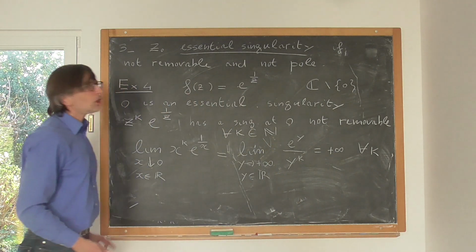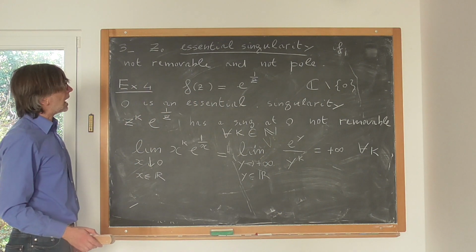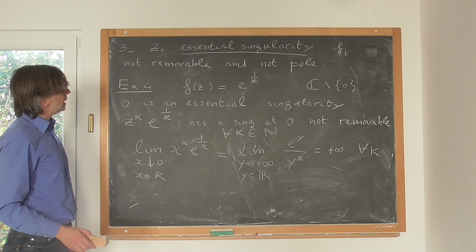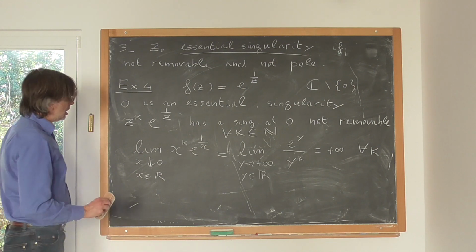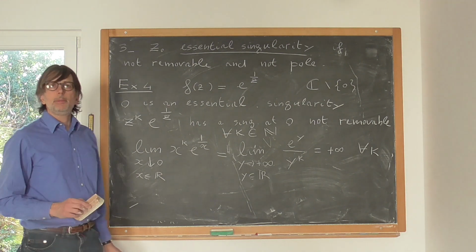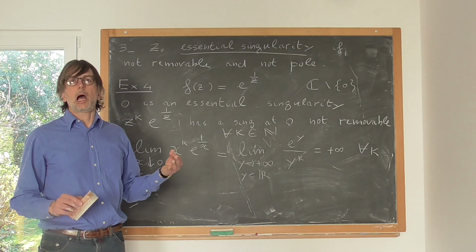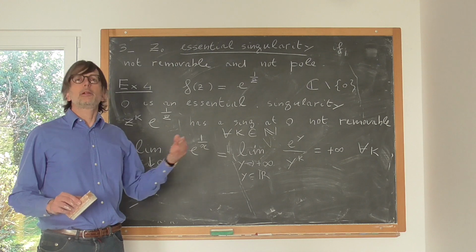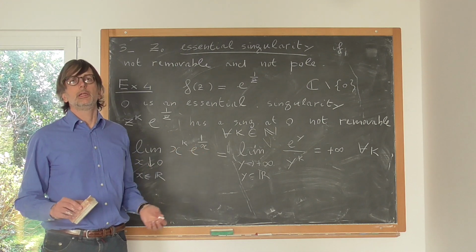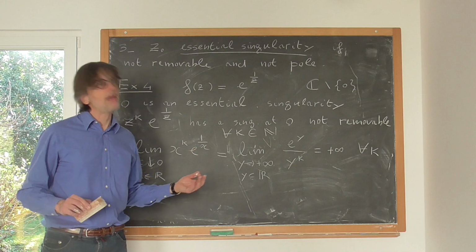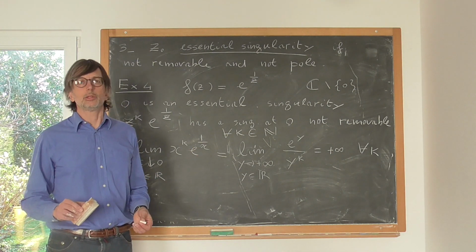Okay, so these are the 3 different kinds of isolated singularities, and the next thing will be to see how the Laurent series of the function f near these singularities look like.